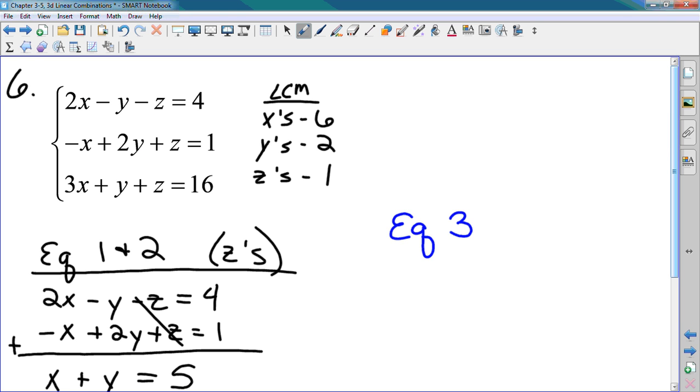I like to look at equation 3 and think, okay, would it be easier to eliminate the z's with equation 2 or equation 1? 1. So I'm going to choose equation 1. And we're still eliminating z's.